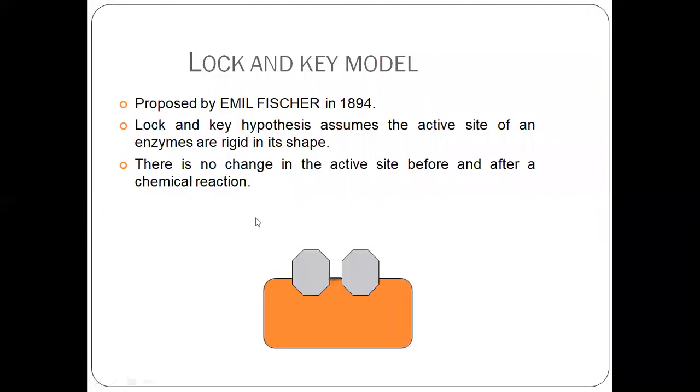Now there are many theories of how the substrate binds with the enzyme. One theory is the lock and key model, proposed by Emil Fischer in 1894. According to him, this is the enzyme and these are the substrate. The substrate binds with the enzyme in a lock and key manner.